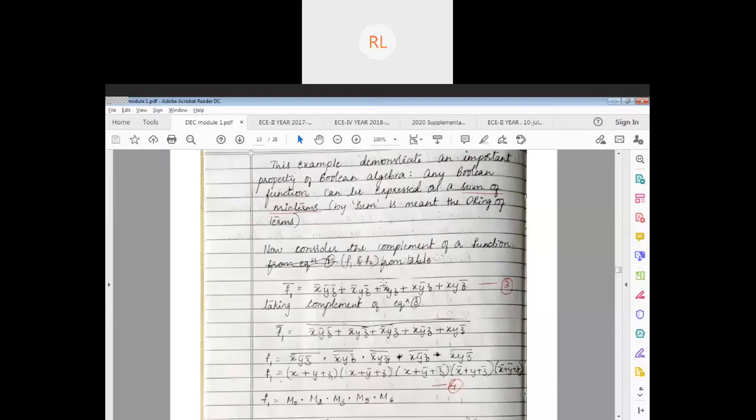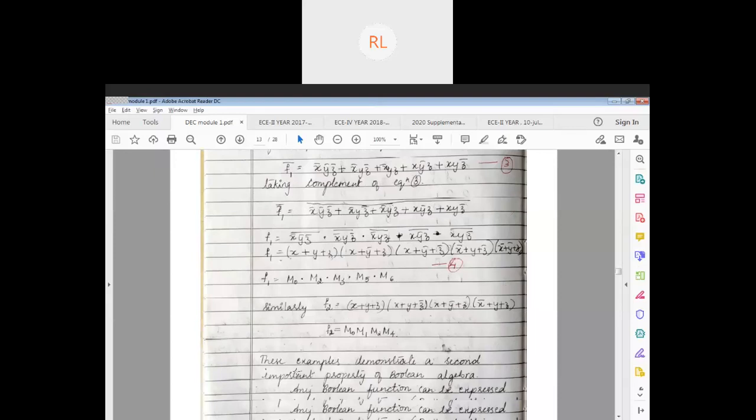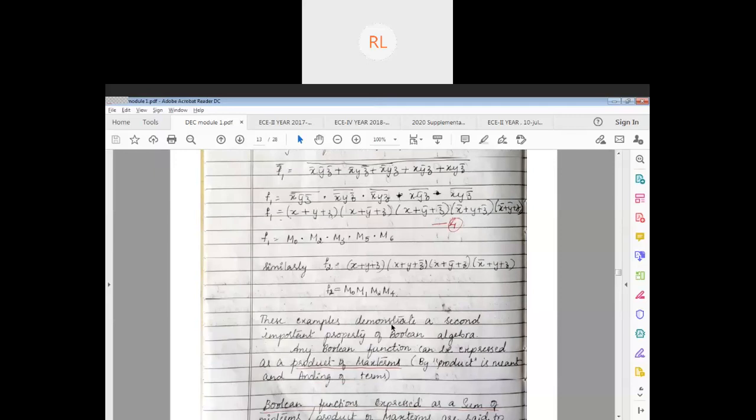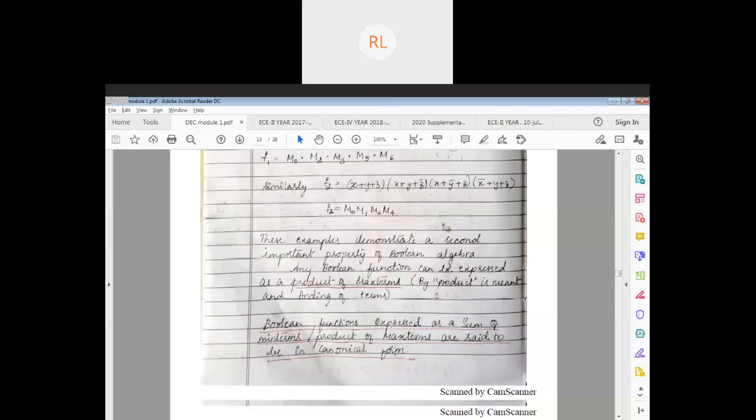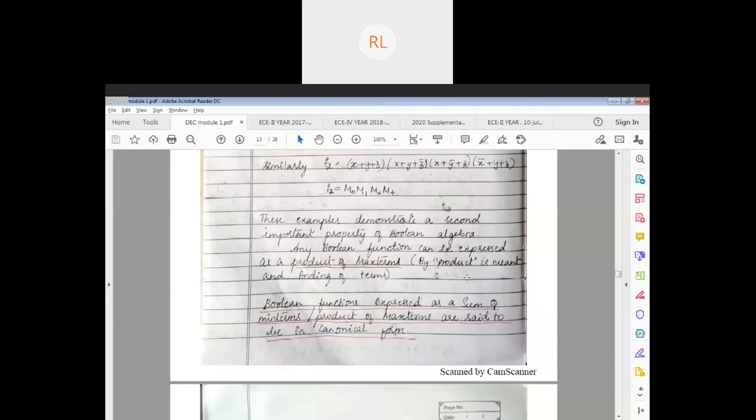Similarly, the same thing can be done for your f2 function also. So take your f2 and put a whole bar. Once you put a whole bar, the same process that we saw here using De Morgan's theorem, we split them up, and this is the final equation that we get, f2.